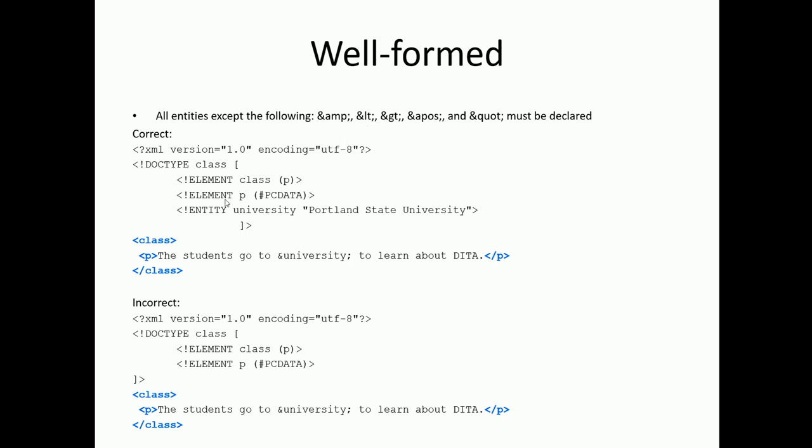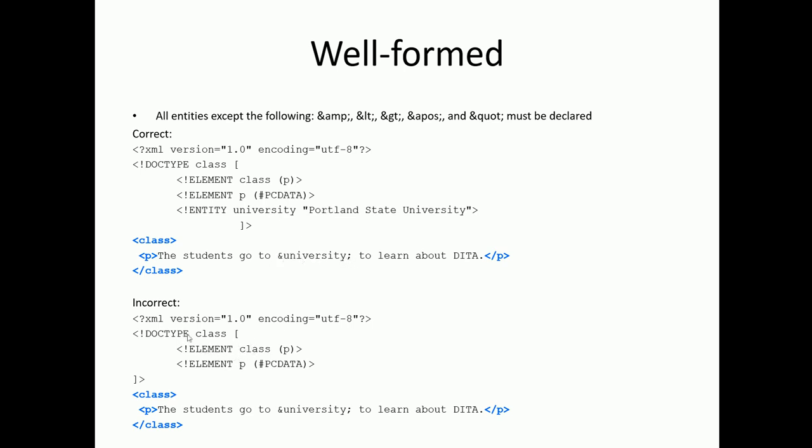All entities except for amp, less than, greater than, apostrophe, and quote must be declared. Those are keywords, so they're understood. So for example, if I have an entity called university, I need to declare it in the doctype declaration. So if we have this sentence that says students go to &university;, it would be incorrect to have a DTD that did not declare that entity.